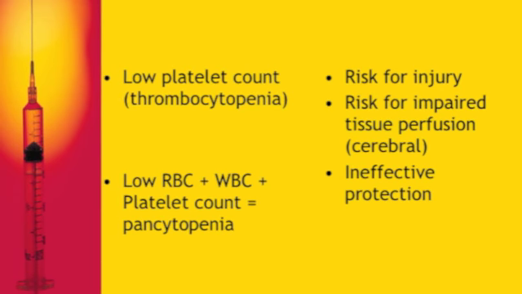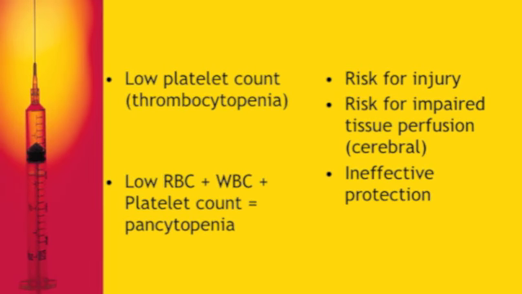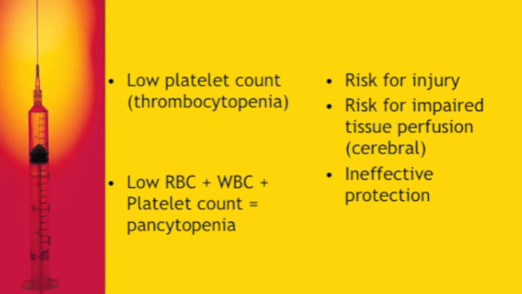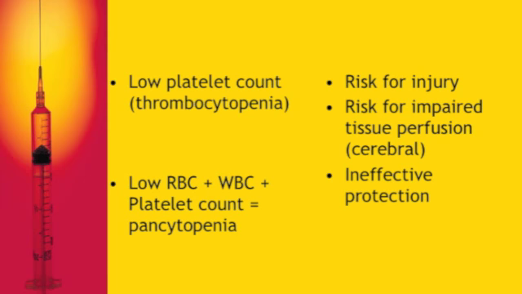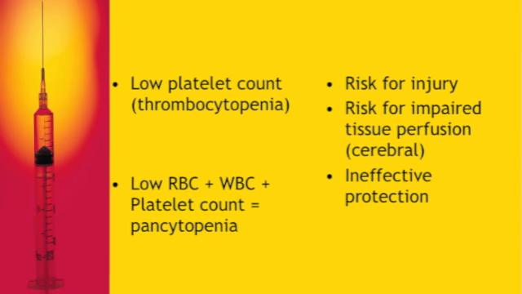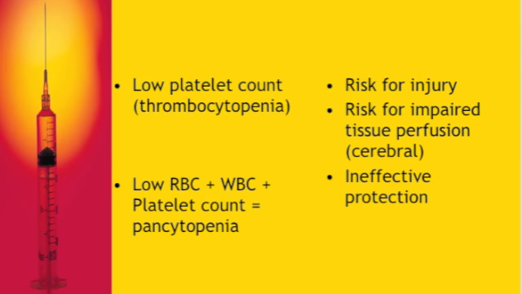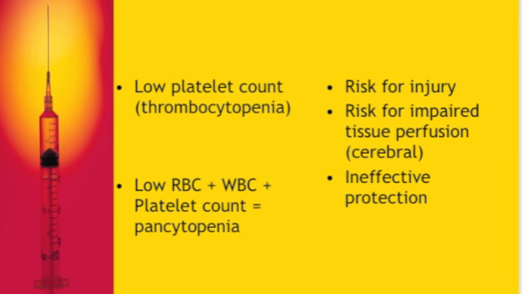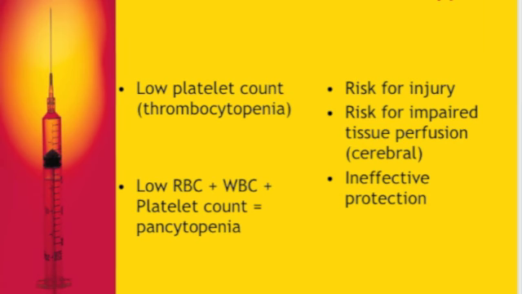Another side effect of chemotherapy includes low platelet count, which is thrombocytopenia. With our patients that have thrombocytopenia, they're at risk for injury, which could be bleeding, risk for impaired tissue perfusion, cerebral, if they have bleeding into the brain, or ineffective protection. When you have a low red blood cell count plus a low white blood cell count plus a low platelet count, that is what we call pancytopenia, which is a decrease in all of the above.